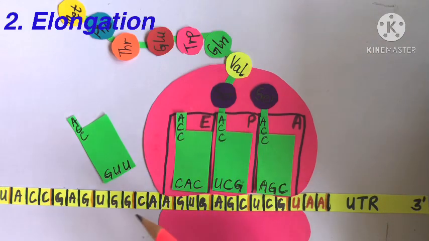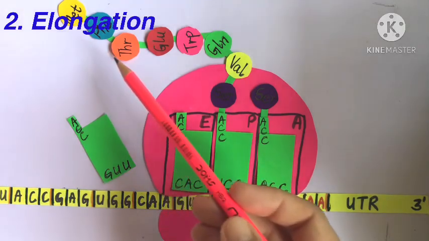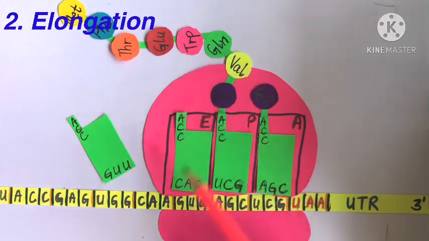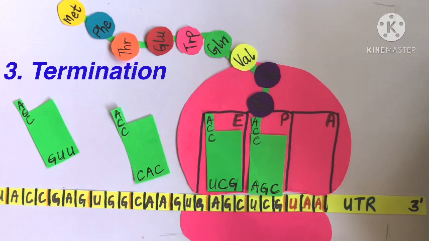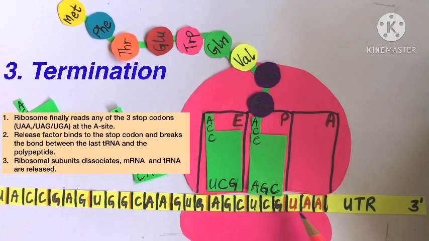In this manner, the ribosome continue moving along the mRNA one codon at a time in a 5' to 3' direction, and the polypeptide chain keeps extending as specified by the sequence of mRNA codons. And all these elongation events are facilitated by several elongation factors. In the end, translation is terminated when the ribosome finally reads any of the 3 stop codons at the A site. And in this sequence, the stop codon is UAA.